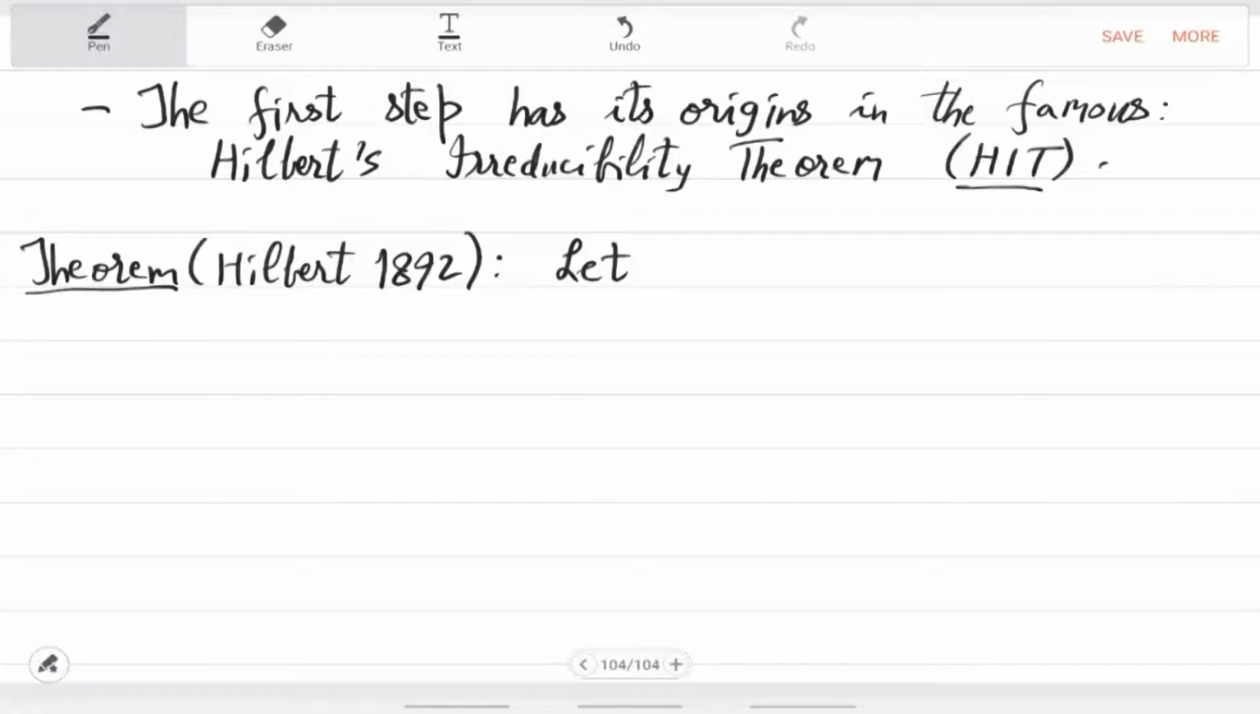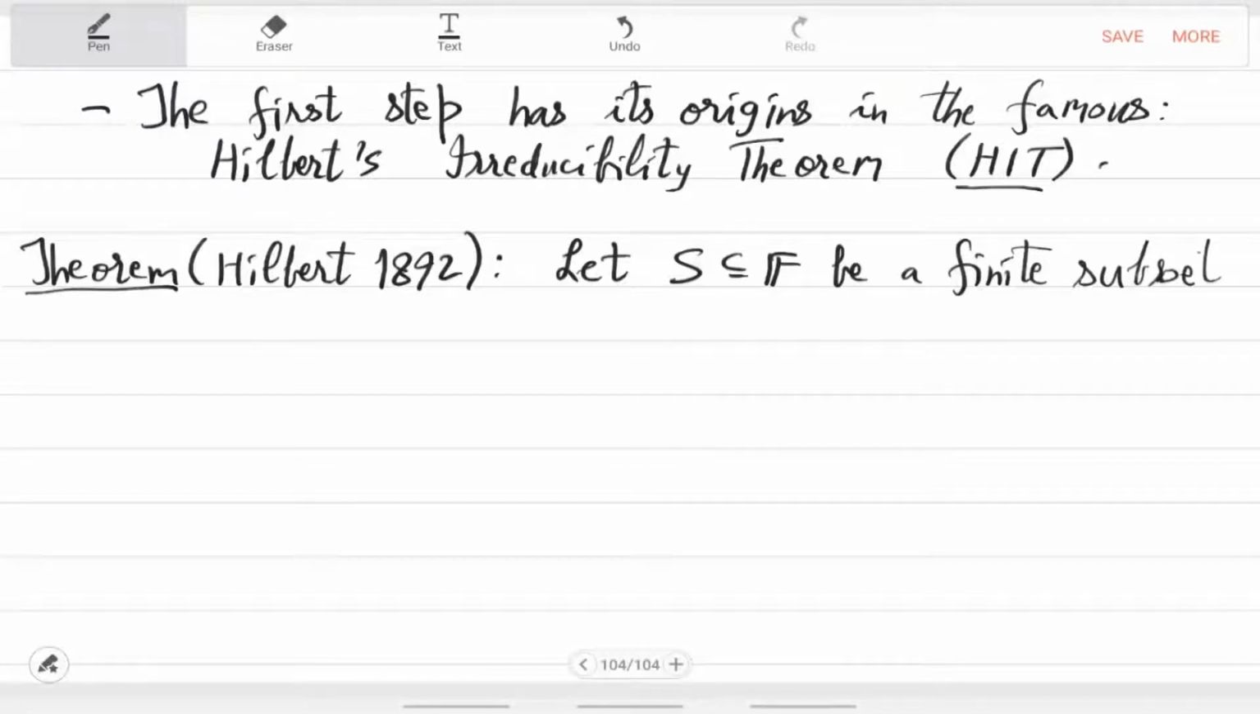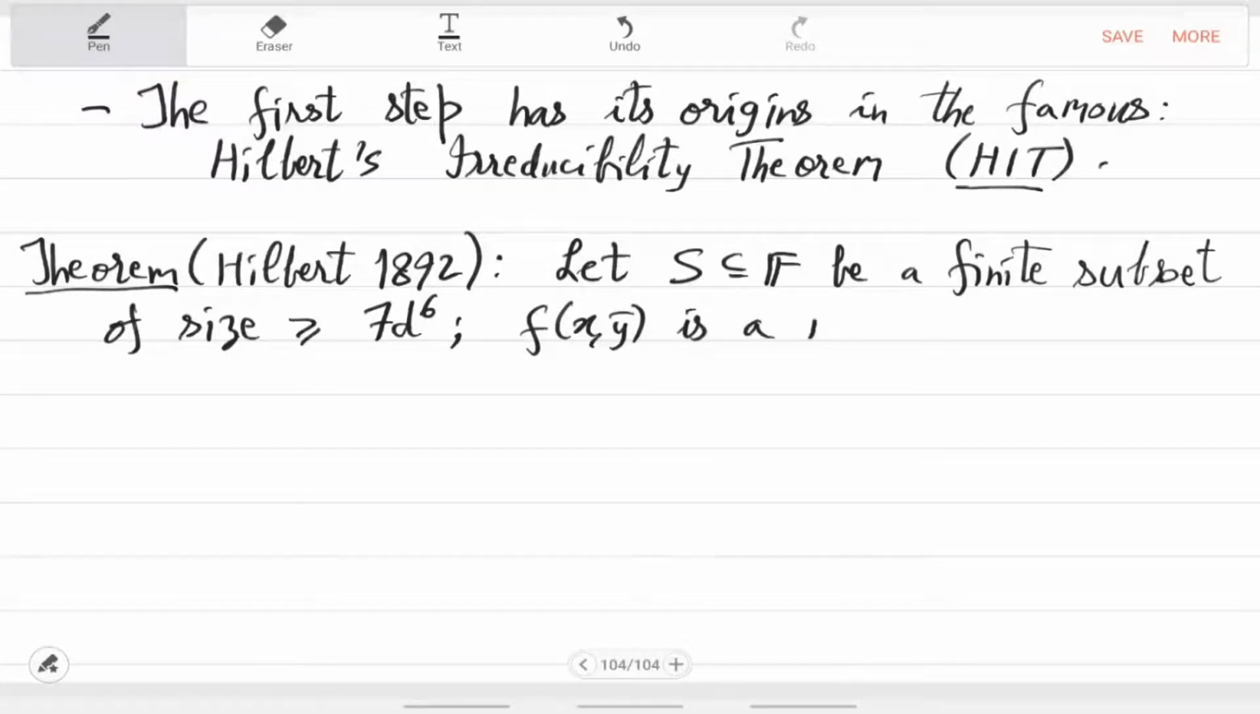So let's give the statement with all the gory details. Pick a subset S of size big enough, which happens to be 7d^6. f(x, y bar) is a monic polynomial in x. This is again a very moderate assumption.